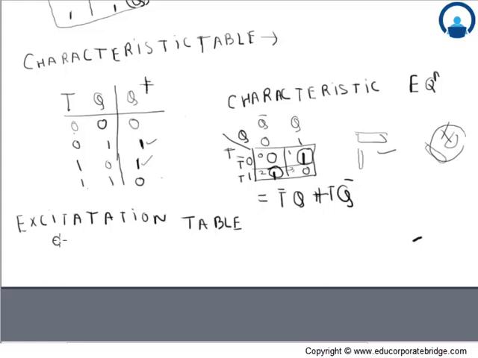Let's take Q plus has two inputs. Let's take the different values 0 0, 0 1, 1 0, 1 1, and we take T. We find here the value of T, which is 0 1. Okay, so let's write down how to find out the excitation table. The excitation table can be worked out from the characteristic table.